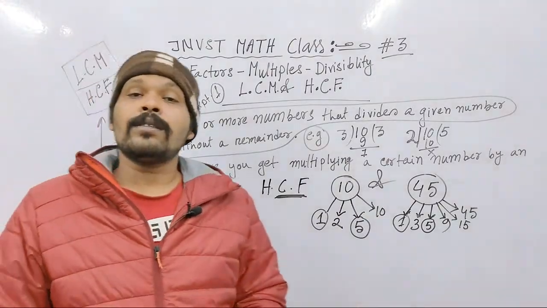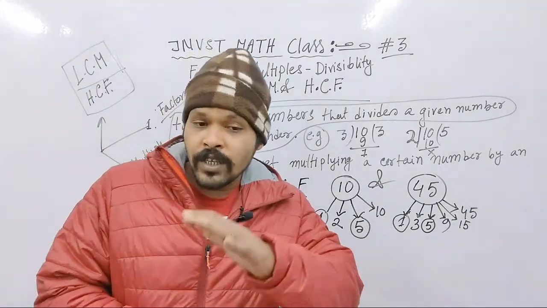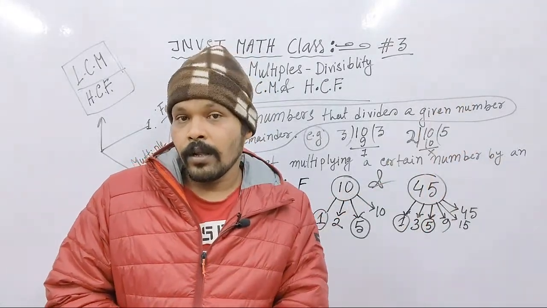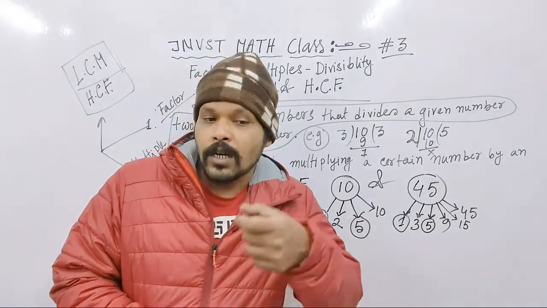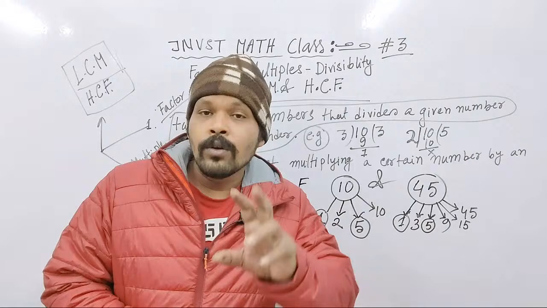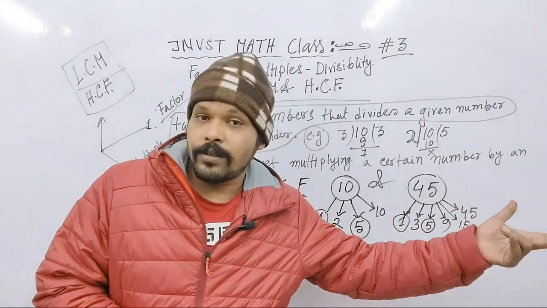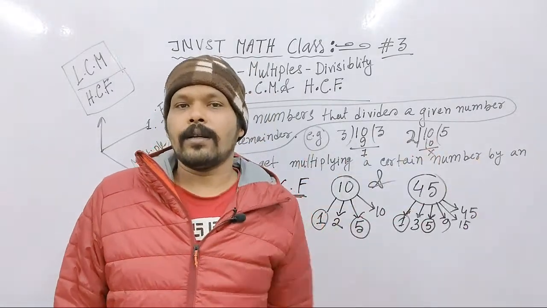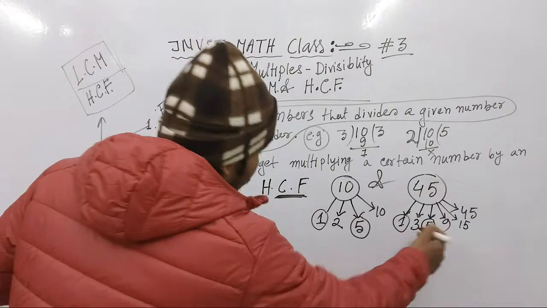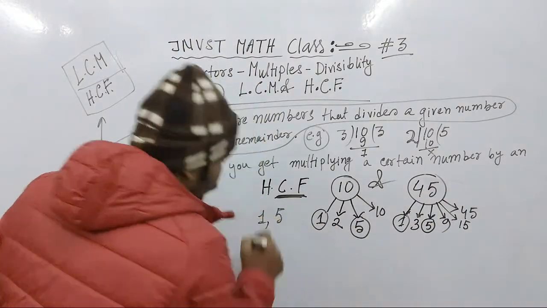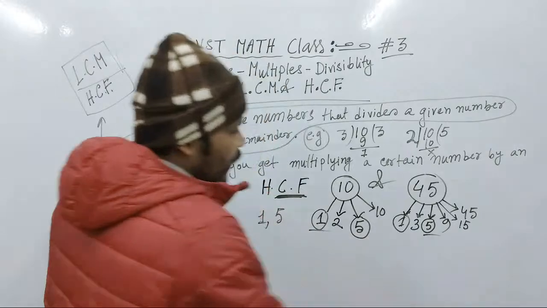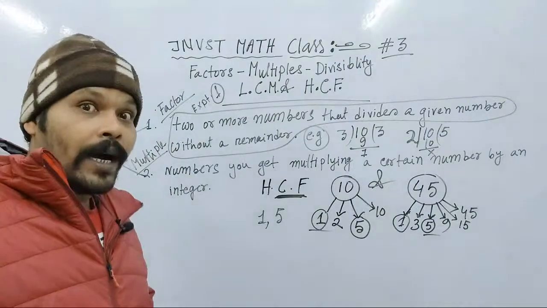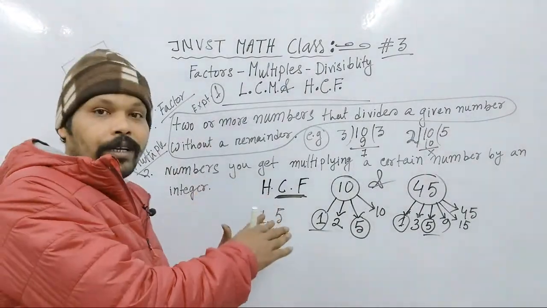So common factor means a factor which is common to 2 or 3 or more numbers. A factor which is common in 2 or more than 2 numbers, that is called common factor. And now the highest common factor. So here 2 common factors are there, 1 and 5. Now we have to say what is the highest common factor here.